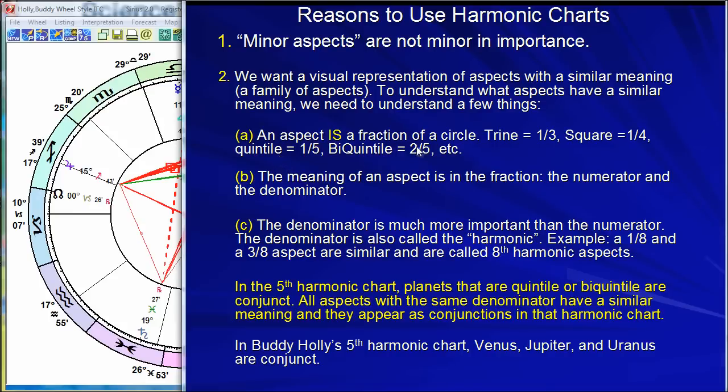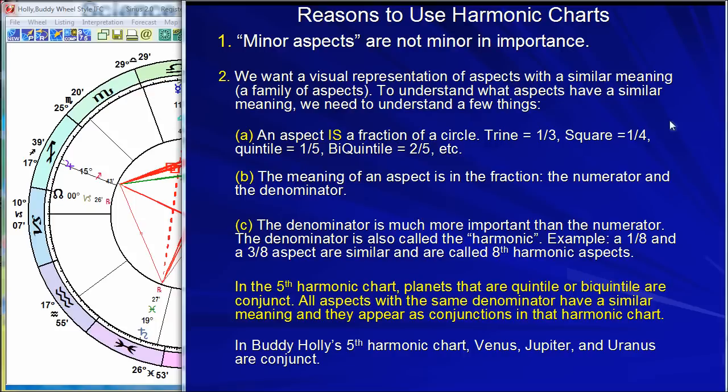But the numerator is subtle compared to the denominator. As I mentioned before, the big deal is whether you've divided the circle into 5 pieces. Whether you take 1 piece or 2 is not as important. So as I say here in point C, the denominator is more important than the numerator. Another example is whether you have a 1/8 or a 3/8 aspect is not as important as the fact that you've divided the circle into eighths and you've got the impact of 8, which I'll talk about in future videos.